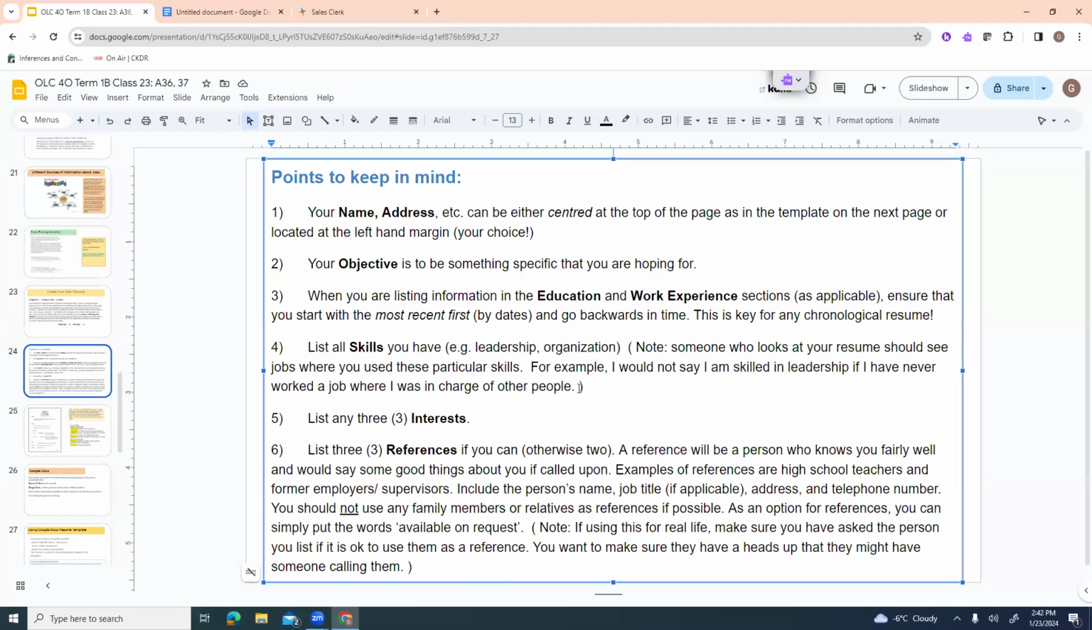The exception would be if you worked for them. Like, let's say your family owned a restaurant and you worked at the restaurant, then it would be appropriate for you to list them. As an option, you can also just put the words available on request.